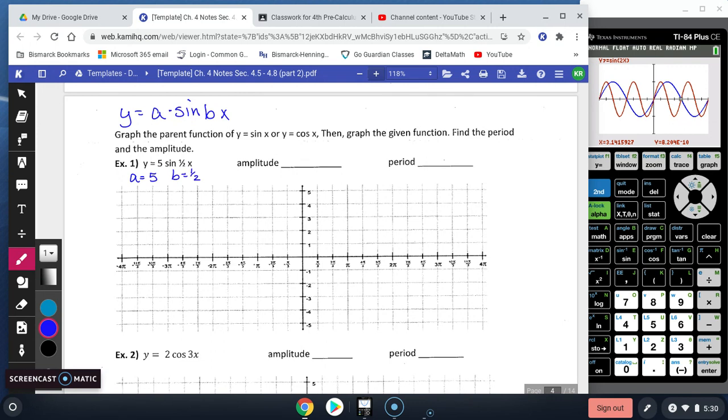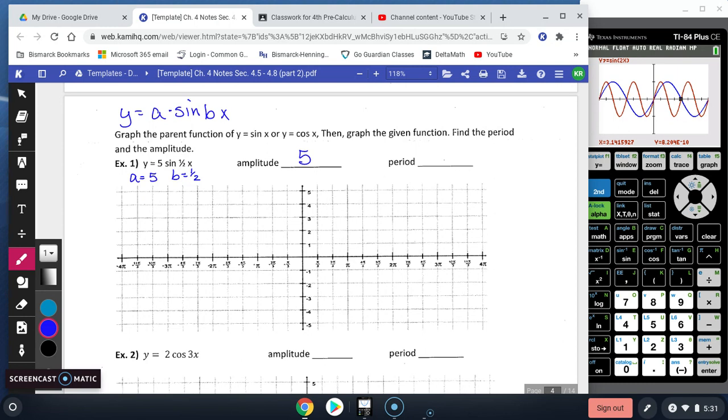Well, 5, that a, that's my amplitude. Amplitude's 5. So what does that tell me? That tells me how tall my graph is going to be. Remember sine, high point is 1, low point's -1. If my amplitude is 5, then my height is going to be 5, and my minimum is going to go clear down to -5. So that's really going to stretch that graph.